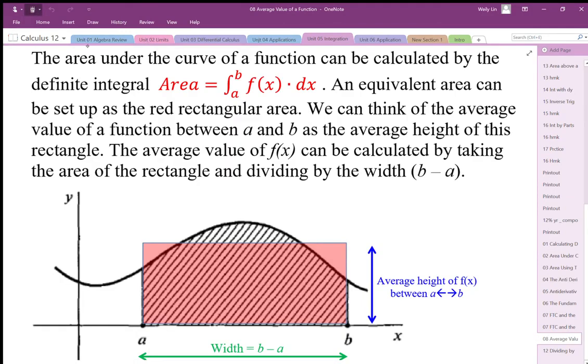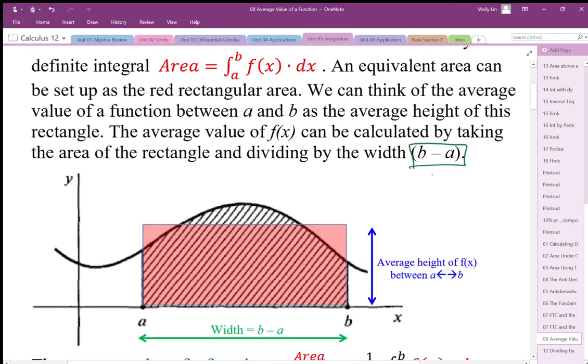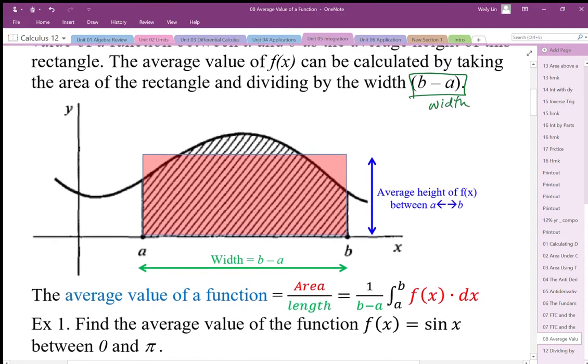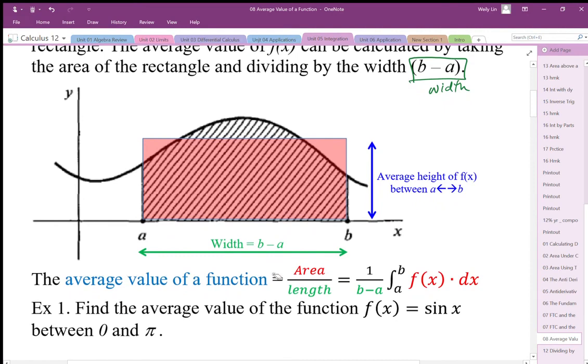Just to make these notes a little bit clearer: b minus a represents my width, and that will calculate the height, or in other words, the average value of the function. So the average value of a function is going to be the area divided by the width. Algebraically, with calculus, we find the area using the integral, so we integrate and then divide by the interval width.